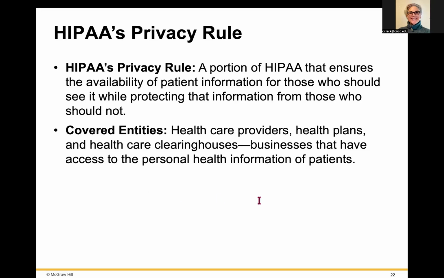HIPAA's privacy rule is about balance. It ensures patient information is available to the people who need it to do their job, while protecting it from people who don't have a right to access it. The goal is appropriate access, not no access.